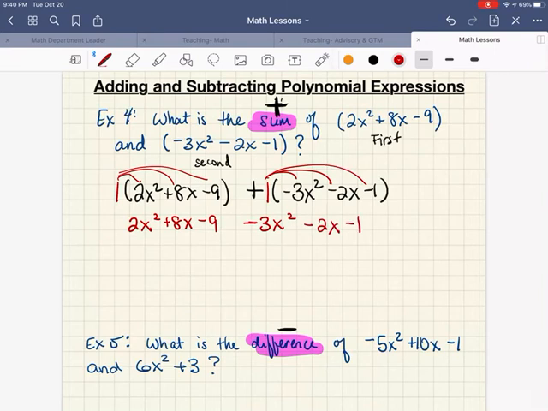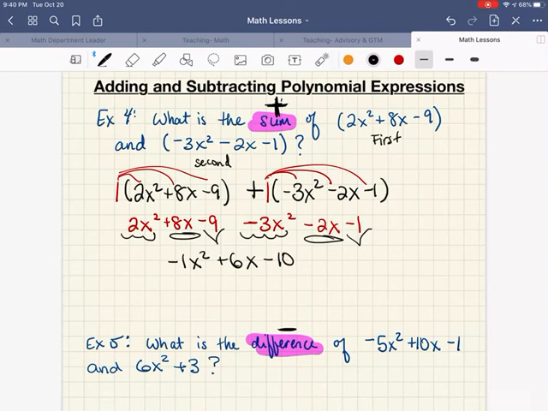Minus 2x minus 1. And now we can just combine like terms. So 2x squared, negative 3x squared, different underline. And so all different underlines. And now I add those like terms together. Negative 1x squared, positive 6x, and negative 10. Use a calculator when you're adding.